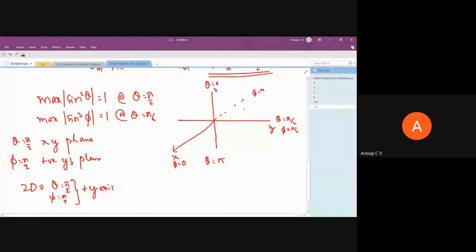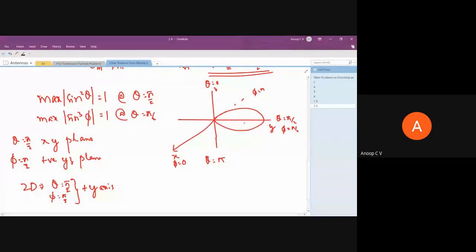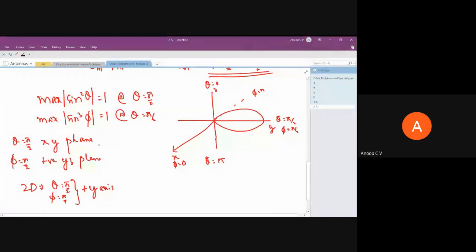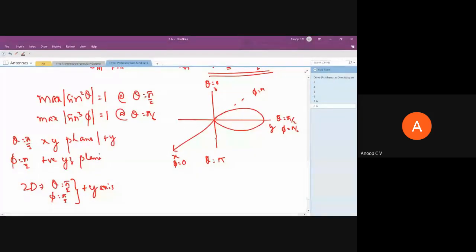So I'm drawing this pattern like this. It will have maxima along positive y in the YZ plane, and similarly in the XY plane the maxima will also be along positive y. So it's a 3D pattern, like a balloon kept along positive y.